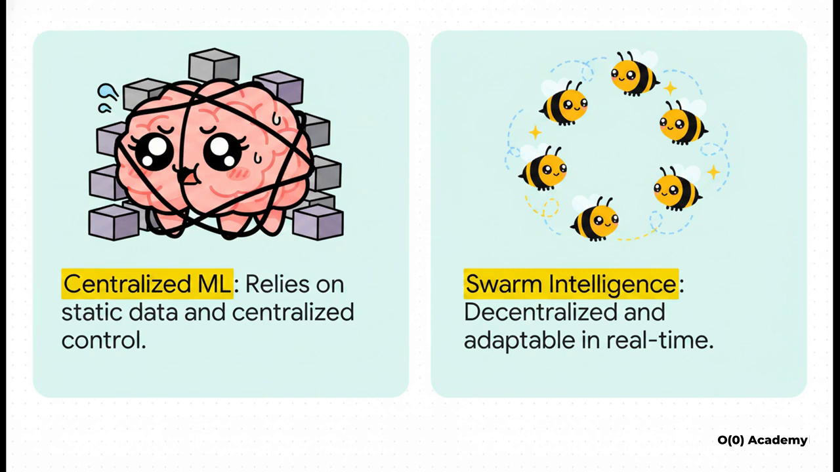Centralized ML relies heavily on pattern recognition from massive datasets fed into a central model, right? It requires serious computational overhead, and it really struggles when the environment dynamically changes on the fly. Swarm intelligence, on the other hand, is entirely decentralized. The intelligence emerges purely from the interactions of the agents themselves, not from top-down instructions. So it's incredibly lightweight, natively scalable, and highly adaptable in unpredictable real-time environments.